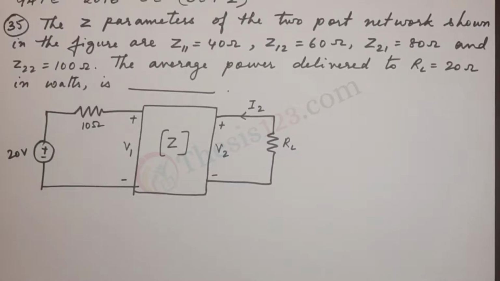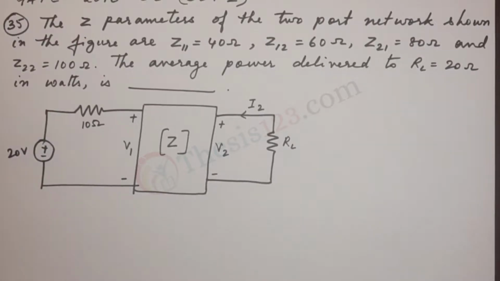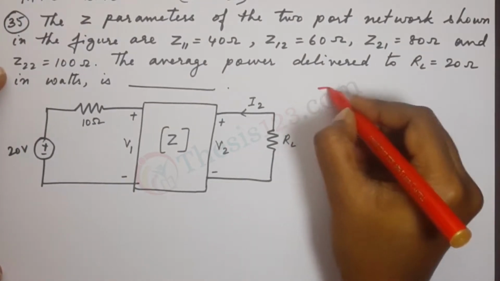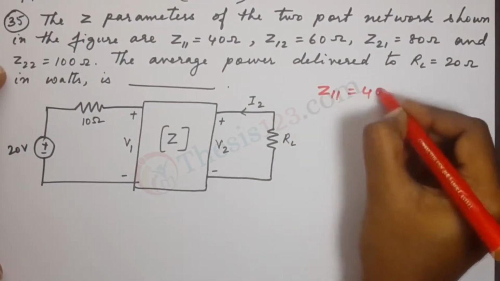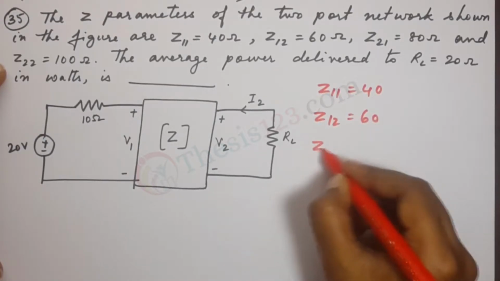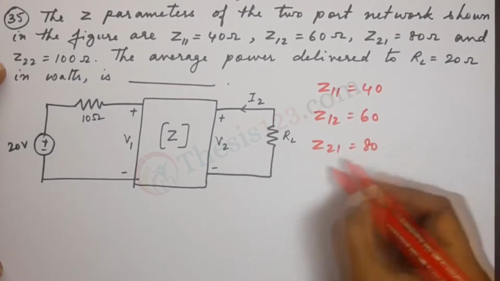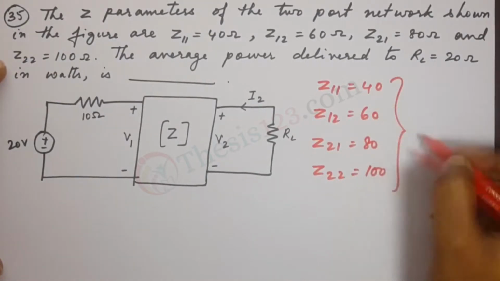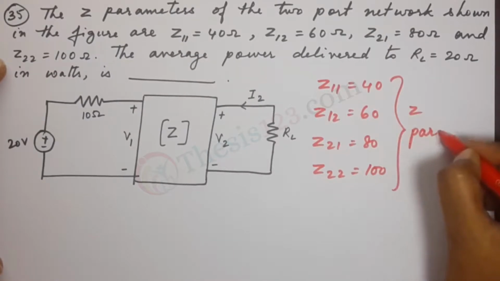Let's work it out. Alright, so to begin with, we'll write down what's been given to us. We have the Z parameters given. The values of Z11 is 40, Z12 is 60, Z21 is 80, Z22 is 100. So these are the Z parameters given.